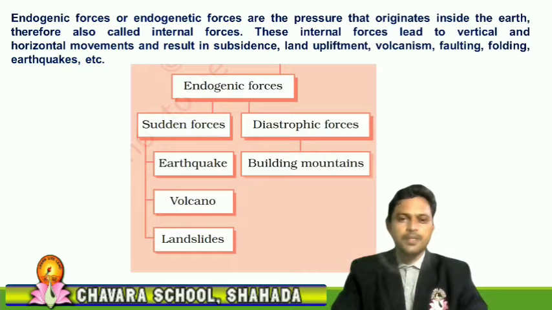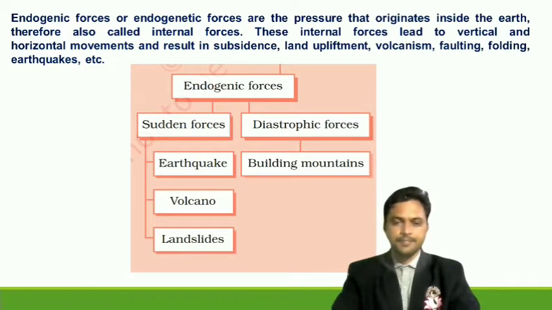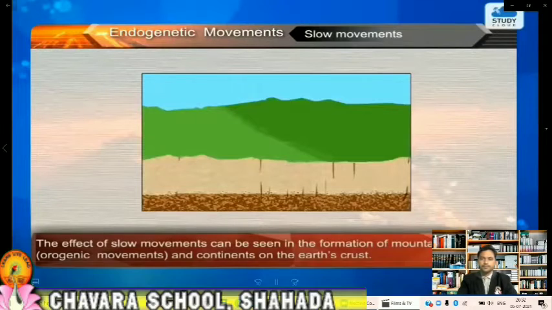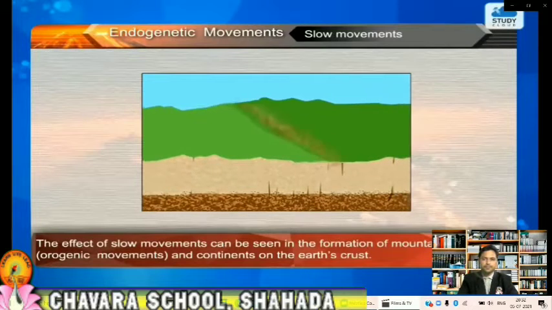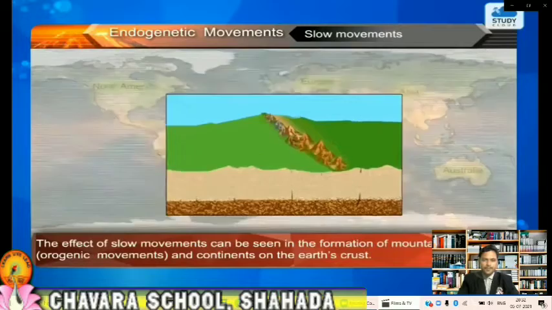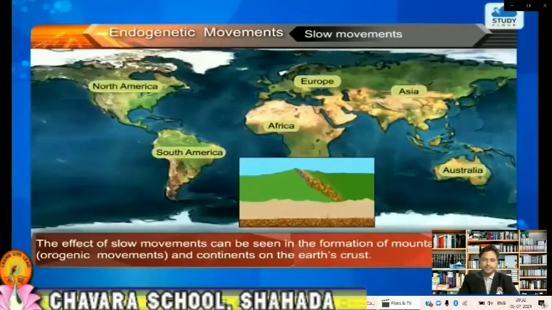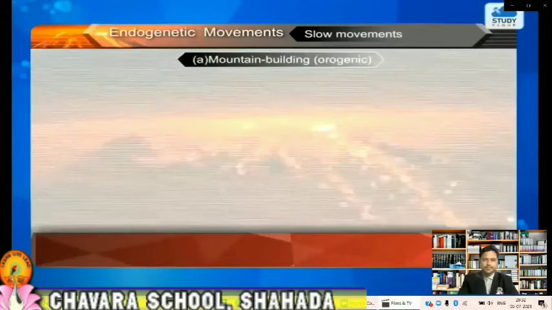The effects of these diastrophic forces or the slow movements can be seen in the form of the formation of different types of landforms. So let's learn with the help of the videos how different landforms are formed because of these diastrophic forces or the slow movements. The effect of slow movements can be seen in the formation of mountains, orogenic movements, and continents on the Earth's crust. A. Mountain building, orogenic.